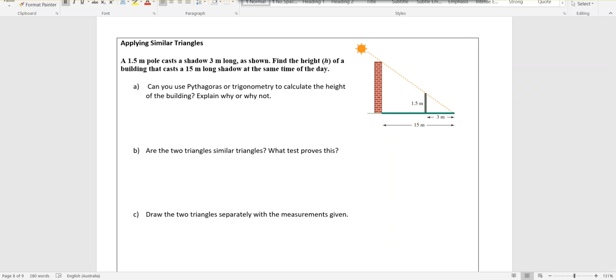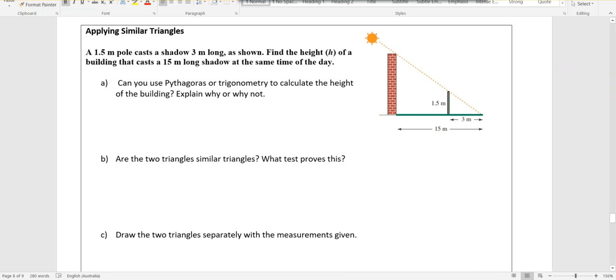Okay, let's read through the question. A 1.5 meter pole casts a shadow 3 meters long, as shown. So we've got a diagram there. Find the height, which they're calling h, of a building that casts a 15-meter long shadow at the same time of the day. So we want to find the height of the building, and we're going to use h to represent the height.